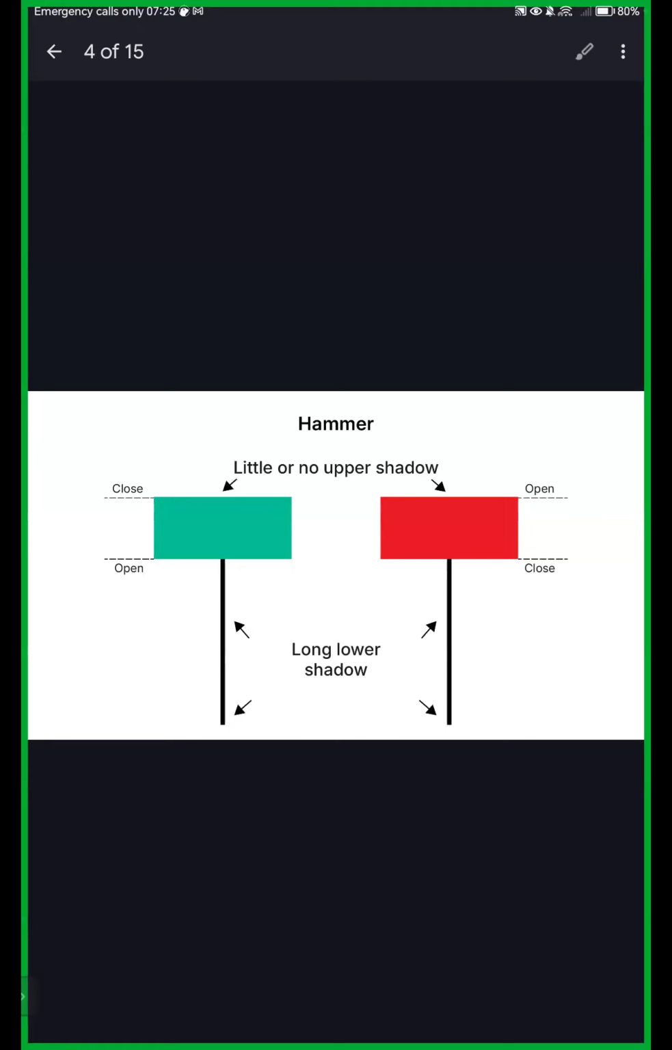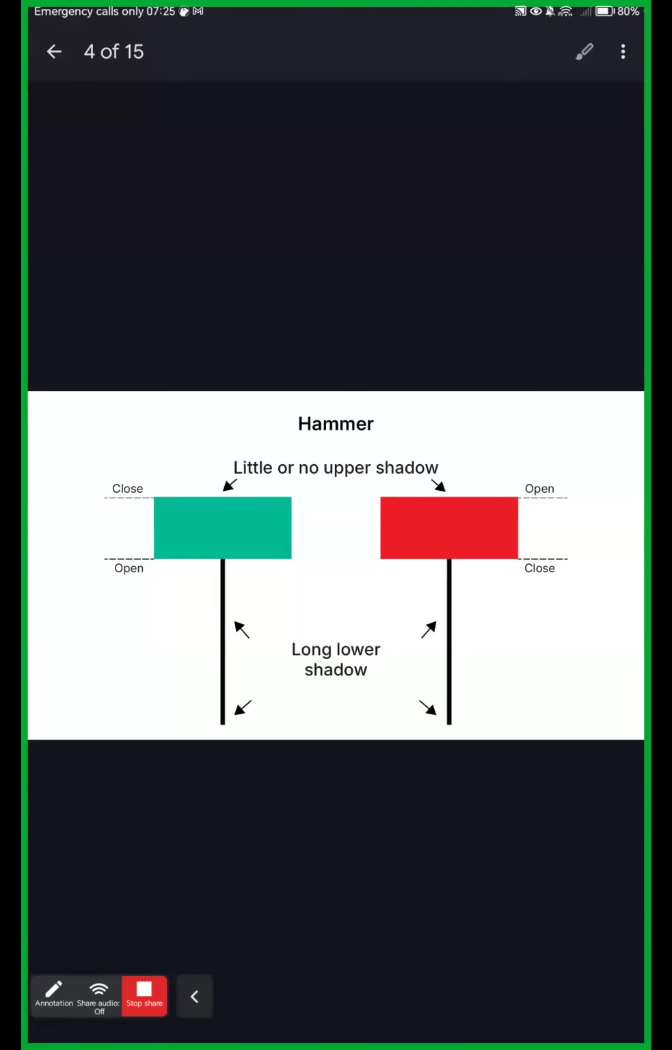So a hammer is a candlestick chart pattern which is created when they open high. I've got two different colors of hammers here. One is green, one is red. It does not matter. What matters, it is a hammer.